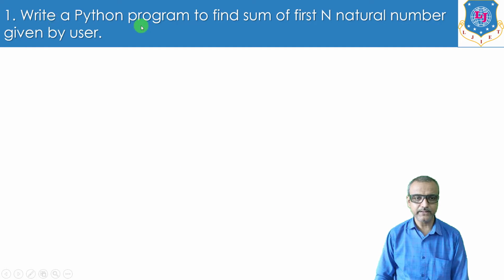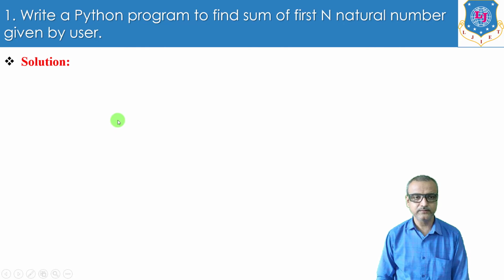Write a Python program to find the sum of first n natural numbers given by the user. Say the user enters the value 5. It means we have to find the addition of the first 5 natural numbers, that is the addition of 1, 2, 3, 4 and 5. So that is 15.